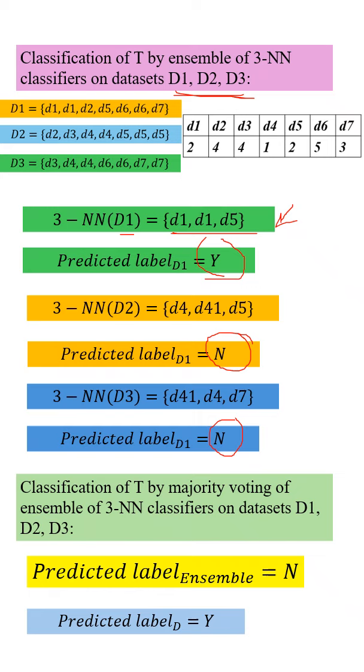So the majority gives us a predicted label of N, while the whole data set without the ensemble gave us the label of Y. And we can see by matching with our test set that this is correct while this is not correct. So I hope this example makes bagging clear to you. Thank you.